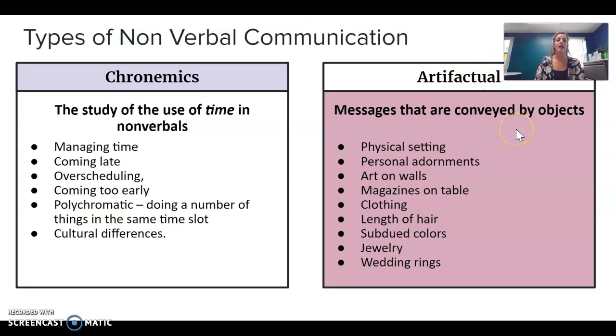Artifactual is the second one. Those are messages conveyed by objects. This ties in directly to our office assignment, where you're looking at what's in your office and what you are doing with those certain things.